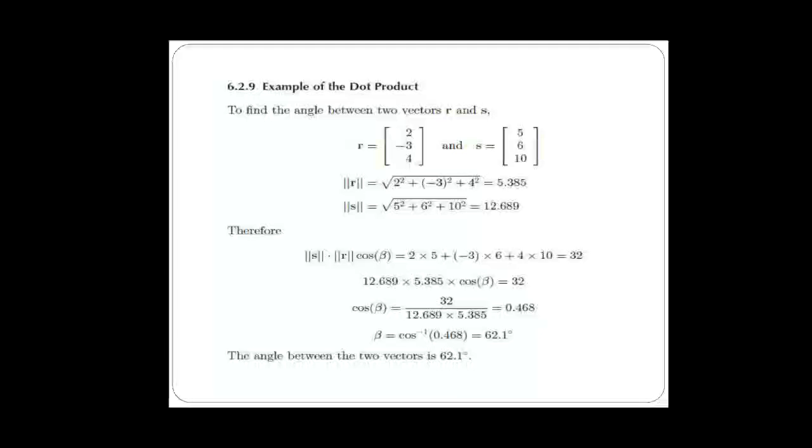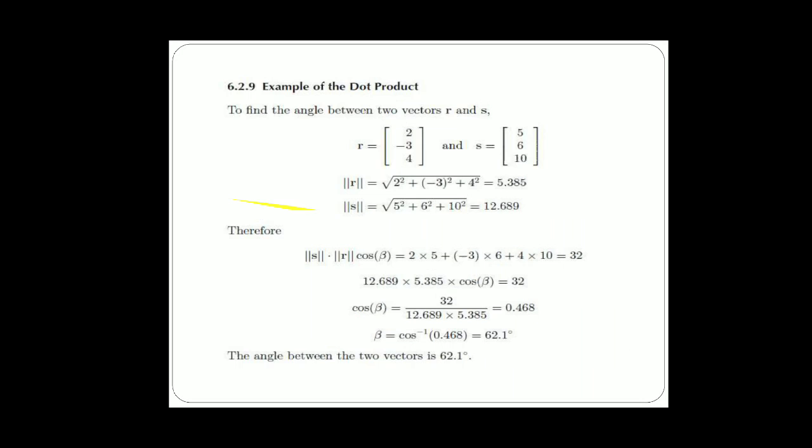So, in the last lecture, we had completed this solution, and I had explained how we found that solution. Now we'll see one example with these two vectors. They have taken two vectors, r is equal to 2, minus 3, 4 and s is equal to 5, 6 and 10. When I calculate the magnitude of r, I get 5.385, and the magnitude of s is equal to 12.689.